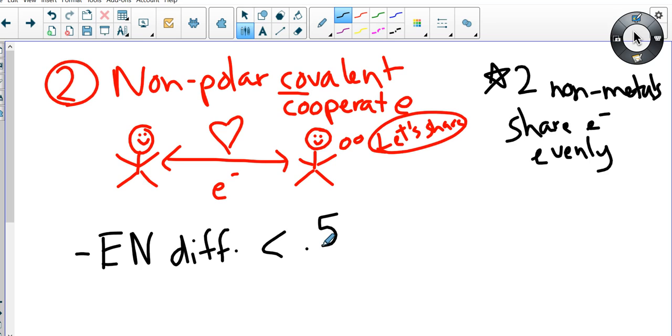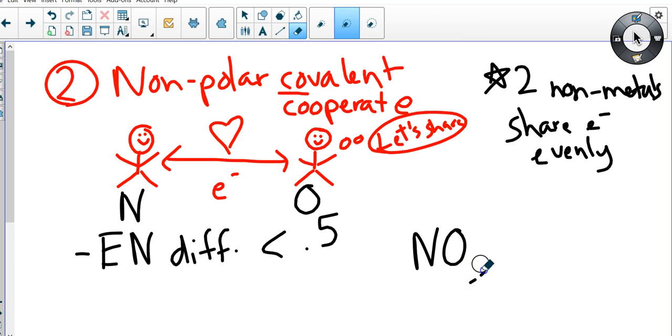I'm going to get you to do one of those here in a second. So if I have N and O for nitrogen and oxygen, I need to actually change that to a 2. There we go. So let's say I have NO2. If I have NO2, it does not matter.